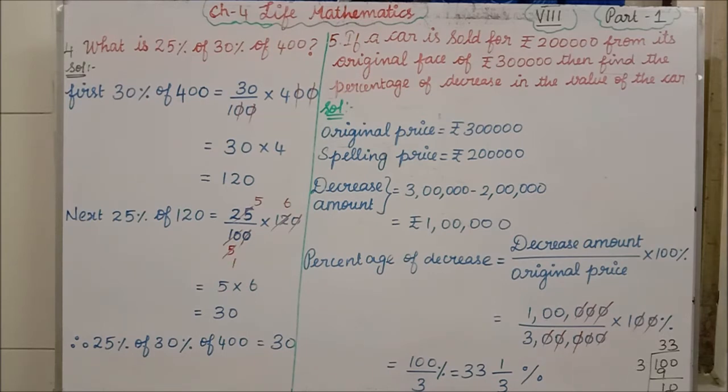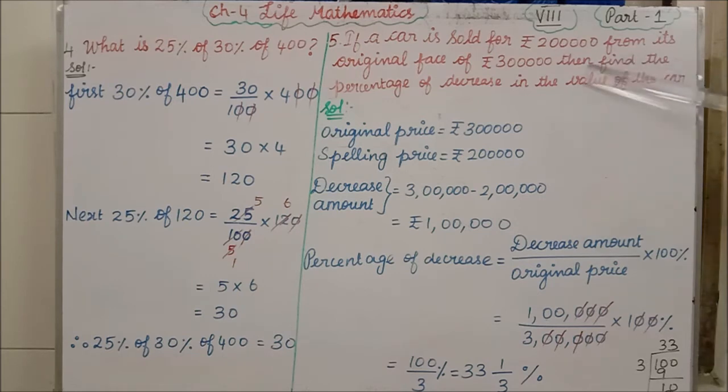Clear? We'll start the solution. Original price is what? Rupees 3 lakhs. Okay, for how many rupees were they selling the car? They were selling for rupees 2 lakhs. Okay, first how much amount decreased? First that we have to find. So how can we find the decreased amount? Only if we subtract these two amounts, we can know the decreased amount, isn't it? So 3 lakhs minus this 2 lakhs, if we subtract, we will get how much? The decreased amount is 1 lakh.